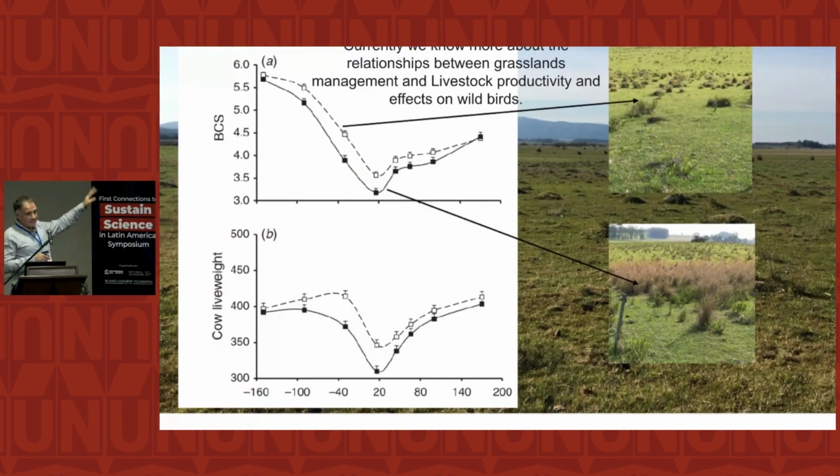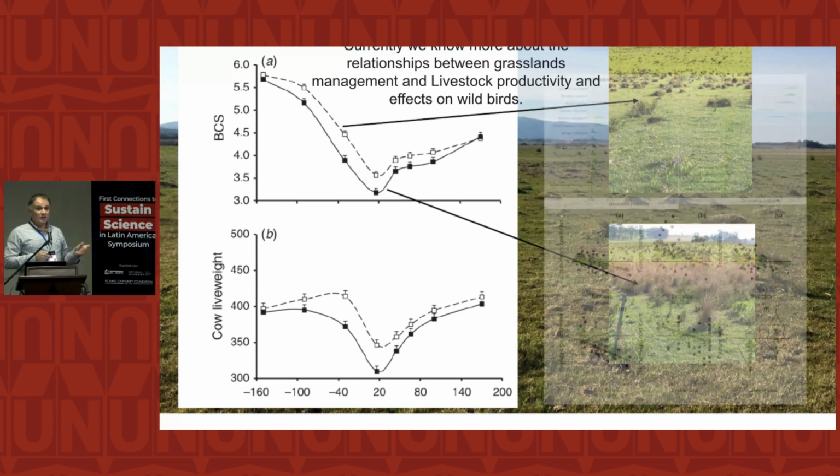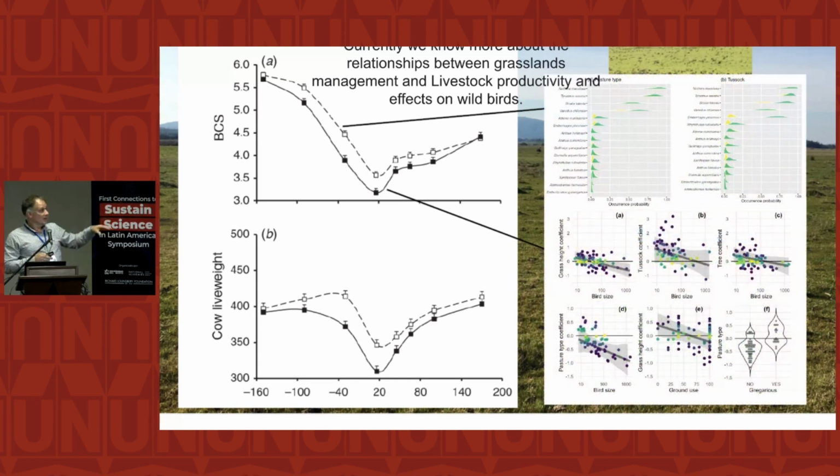Don't worry about the graphs, they are very complicated, but the conceptual thing here is that now we know more about how livestock management affects grasslands, how this management affects the productivity of livestock, and how the state of the grasslands affects the communities of birds. Now we can take decisions about management that are more informed than some years ago.